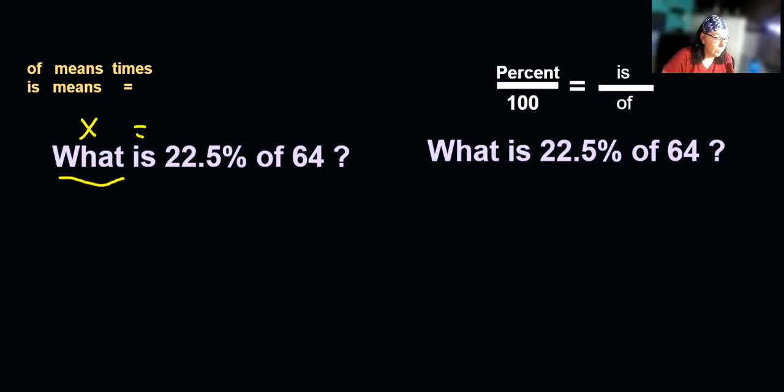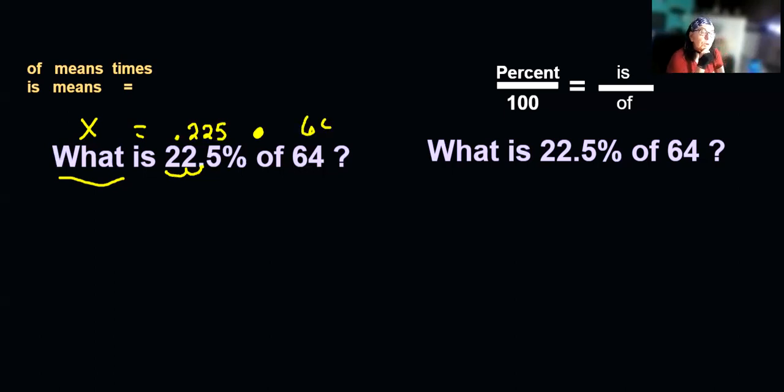Now, we need to change the percent in the word problems to decimals if we're going to use this method. And how do I do that? I divide by 100, which is the same thing as moving the decimal back 2 places. So I get 0.225. Now, what does of mean? Of means times. So I'm going to put a big dot there to represent times, 64.